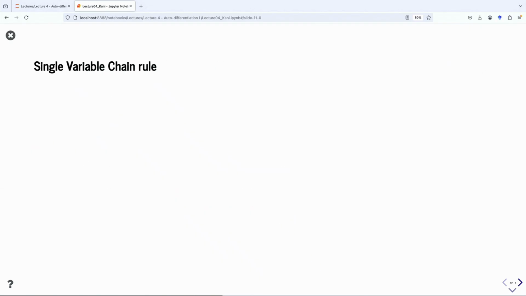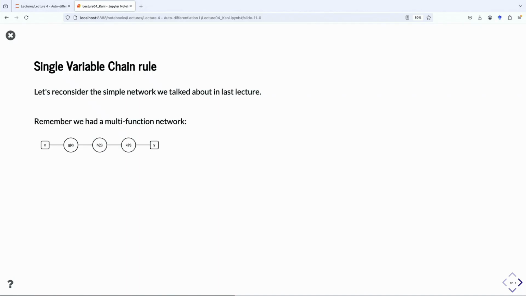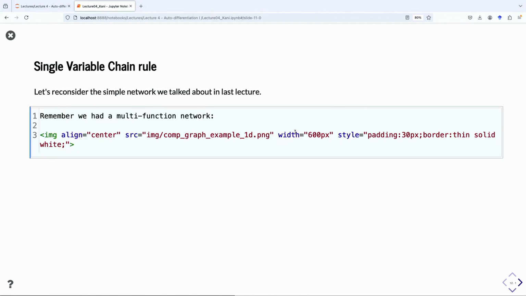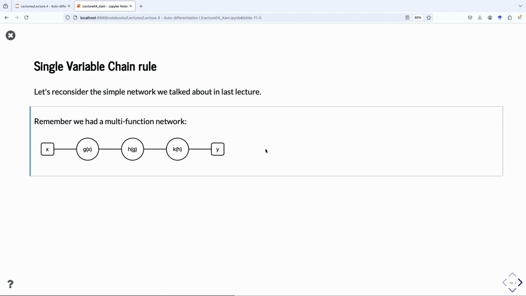Okay, so next one: single variable chain rule. Let's review that because we haven't seen it in a couple of lectures, and we're going to expand on it a little bit. So let's consider the network that we saw last lecture, and I'm going to make it slightly bigger.